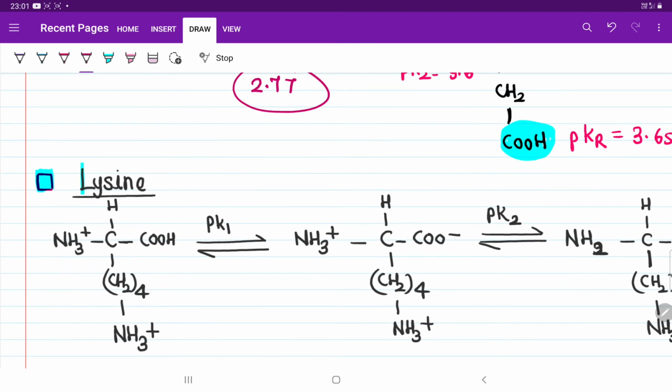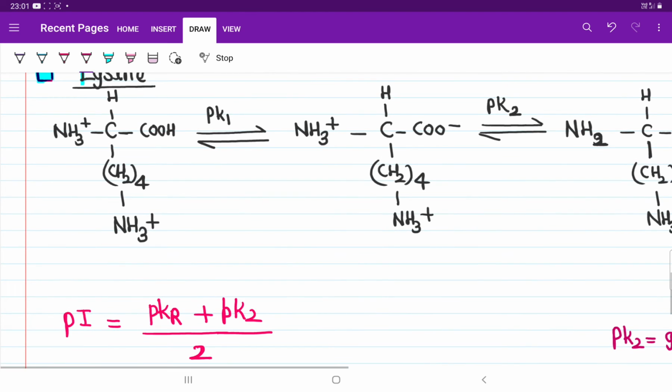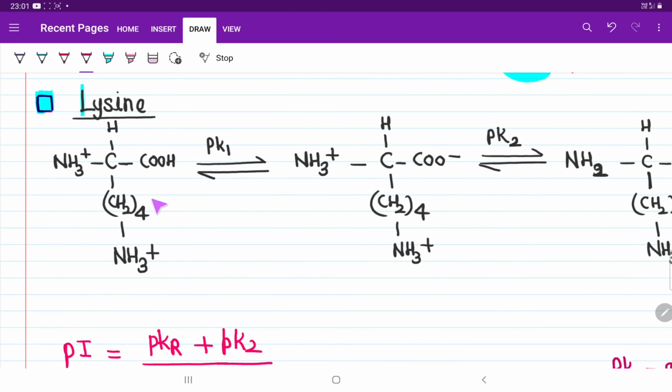We can see one basic amino acid also. See, this is our basic amino acid, lysine, right or not? So lysine has one carboxylic acid group and two amino groups. One alpha amino group is present, and after that, in the side chain, another amino group is present, right? It's an epsilon amino acid, right? Alpha, beta, gamma, delta, like that.